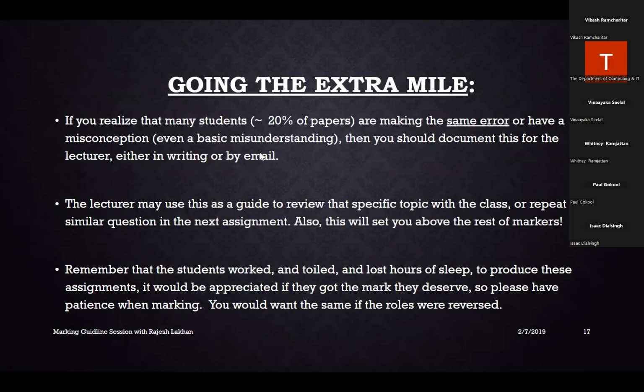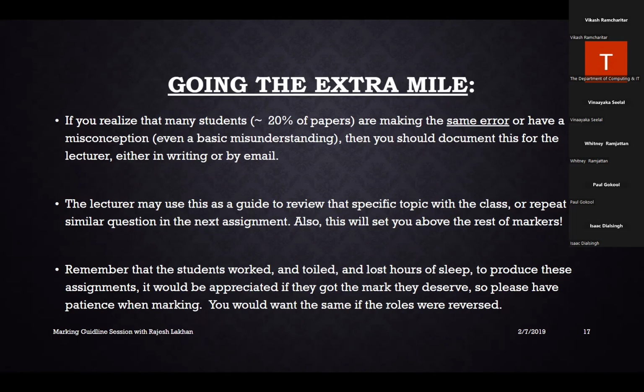So if you realize that many students, about 20% of the papers, are making the same error or have a misconception, then you should document this for the lecturer. So again, it's fairly self-explanatory. Just have a little note, feedback on assignment 5: the students didn't know how to multiply properly, right?